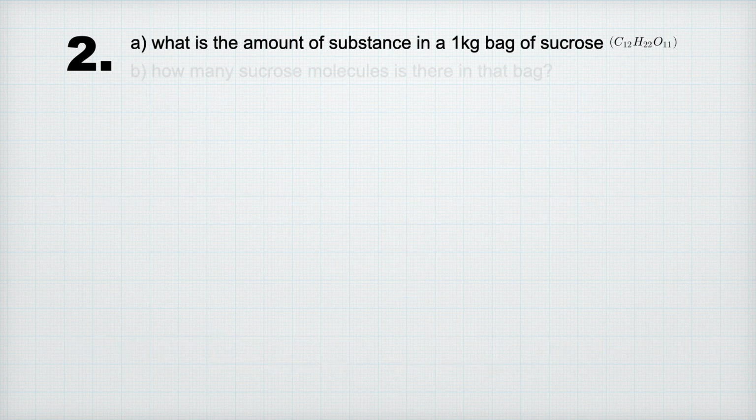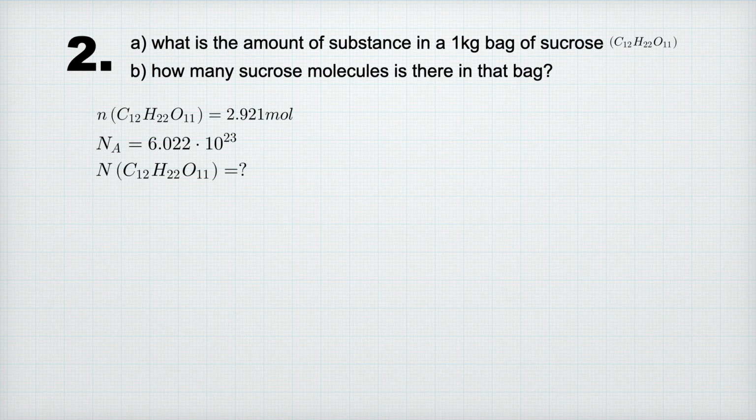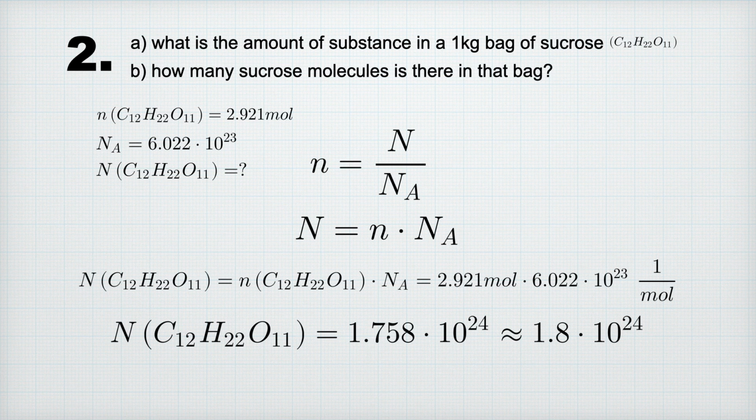Now question B is, how many sucrose molecules are there in that bag? So we can now use this formula to solve for N. So we get 1.8 times 10 to the power of 24 sucrose molecules.